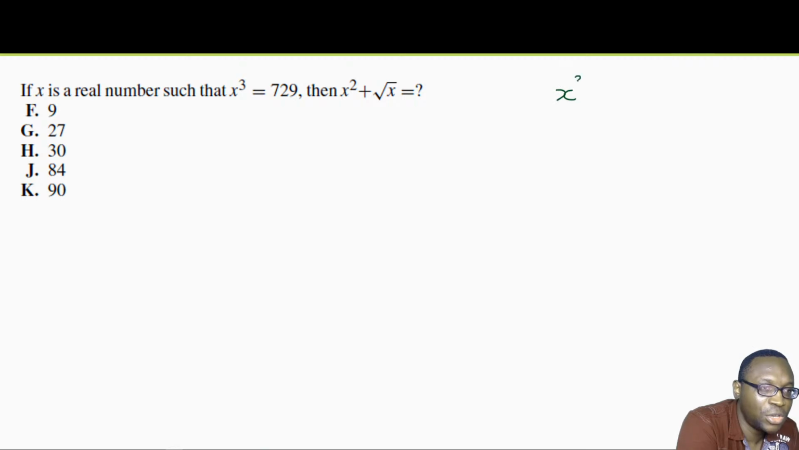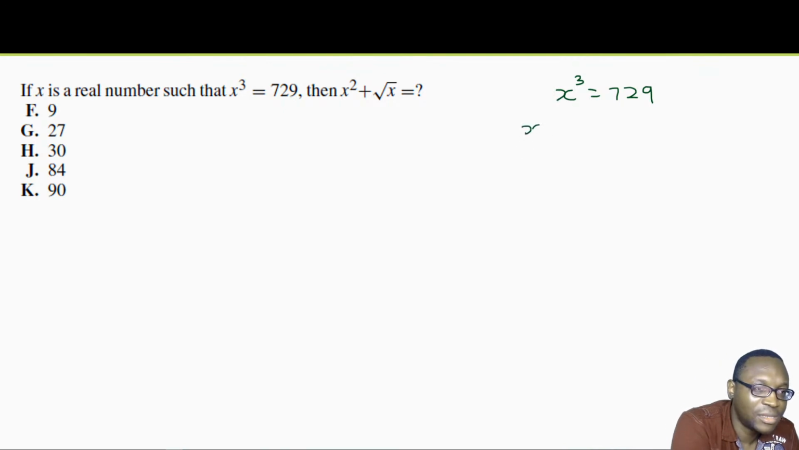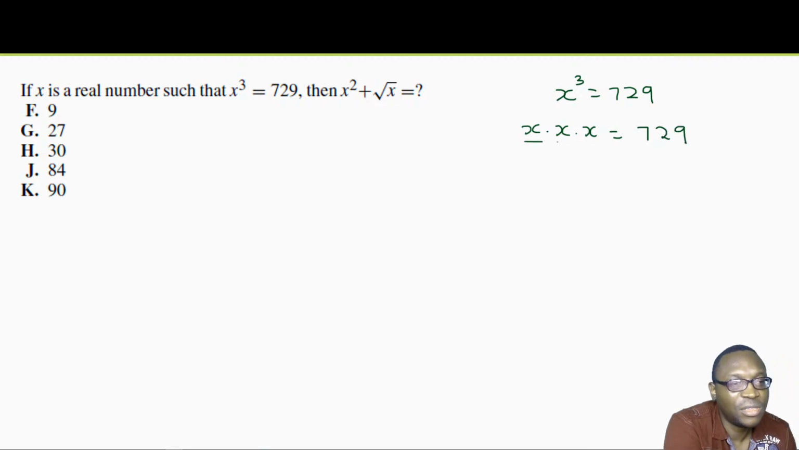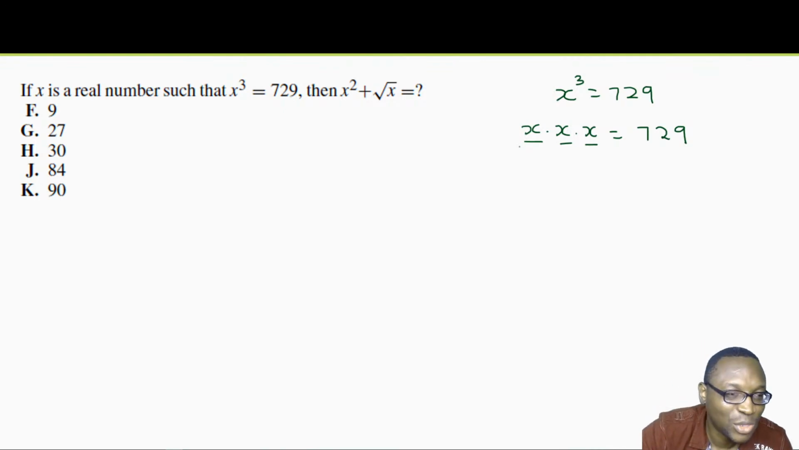So x cubed is equal to 729. That simply means that x multiplied by x multiplied by x equals 729. So we need to find the value of x. That's one way, and that's the way I prefer to go. I'm sure there are lots of other ways to do it, but that's the way I think you would have a lower chance of making a mistake.